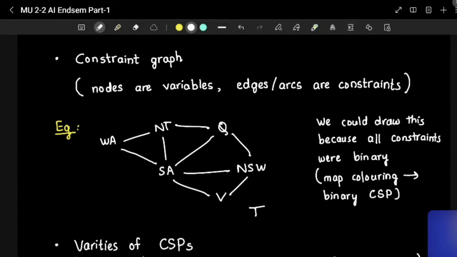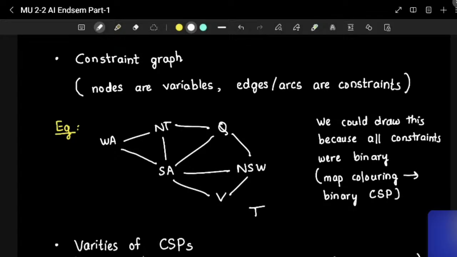So if you look at this constraint graph, it is very much obvious because constraints are in between two adjacent regions, and you can see each of the edges join only those nodes that are adjacent to each other. You don't have a line from WA to V because they're not adjacent. And because they're not adjacent, there is no constraint. Because there is no constraint, there is no edge. And T is standalone. It is not adjacent to anything, so it has no edge incoming or outgoing.